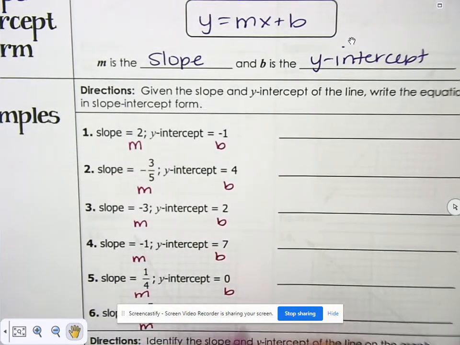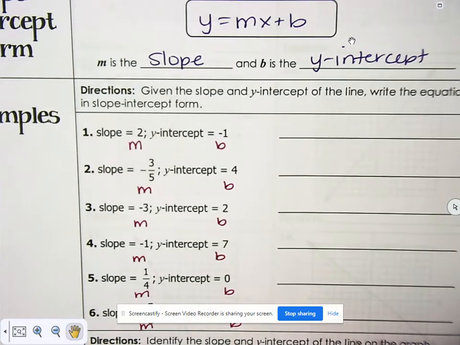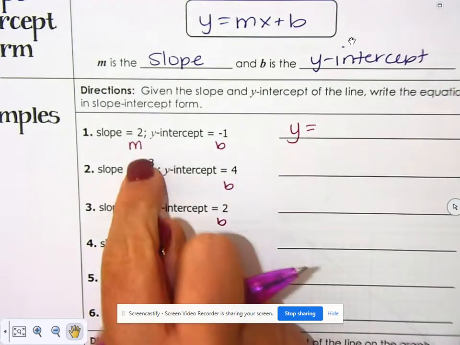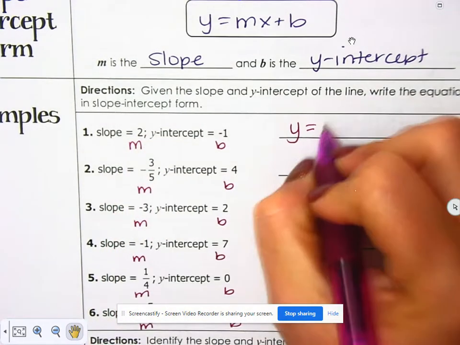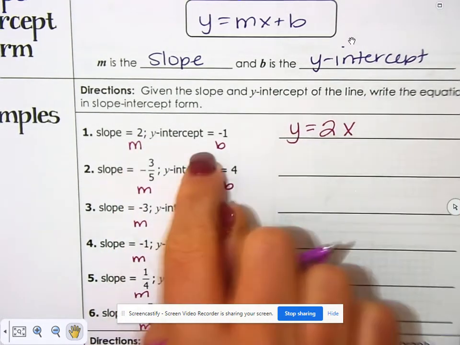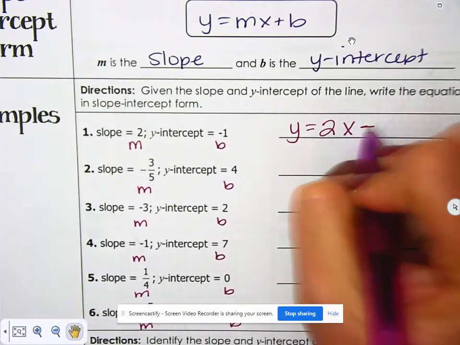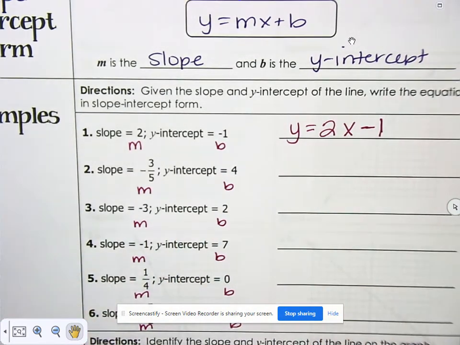All right, which means the Y and the X are going to stay there. And y'all, when you write the equation of a line, there will be a Y and an X. So I'm going to start with Y equals immediately. And then for this one, 2 is my M. So it's going to be 2. There's my X. And my B is -1. But instead of putting plus -1, we're just going to write -1.